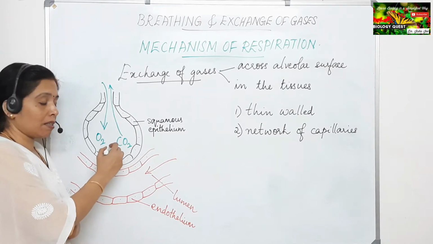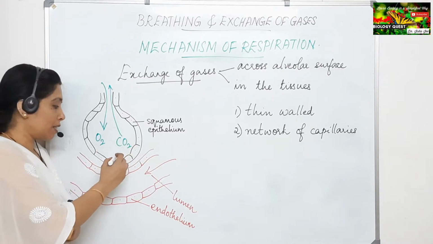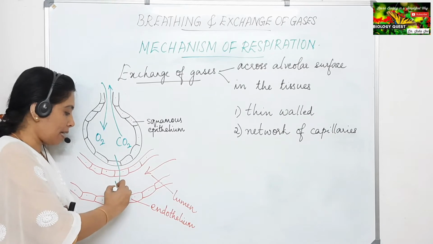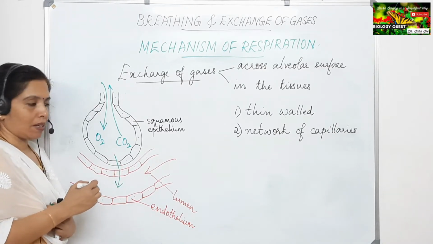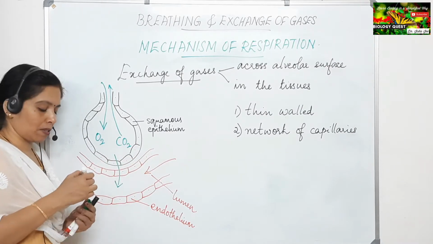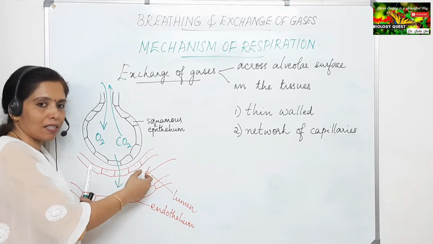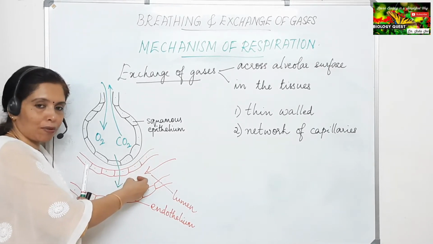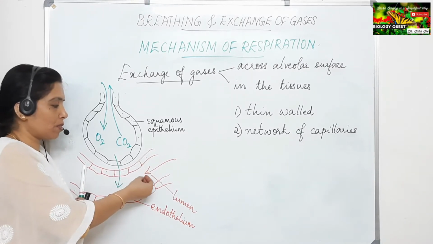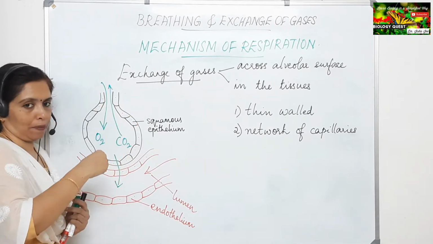The oxygen present in the inspired air, which is present in the alveolus, diffuses out from the alveolus into the blood inside the capillaries. Whereas the carbon dioxide, the blood collects the carbon dioxide from the different parts of the body and carries it into the capillaries surrounding the alveoli. From the capillaries, the carbon dioxide diffuses into the alveolus and is exhaled out.